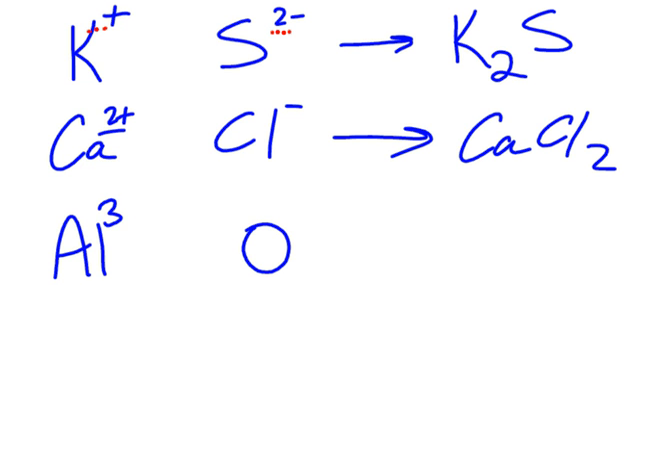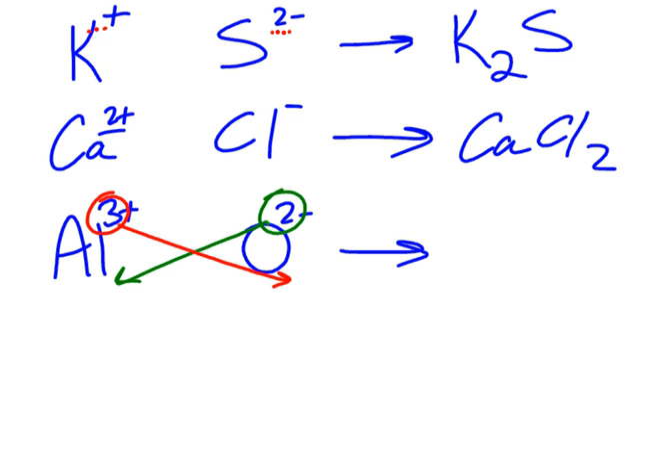Aluminum, 3 plus. Oxygen, 2 minus. Okay? Again, you can do it the long way, which is fine, or you can flip the switch, and I'm going to take this number and put it there, and I'm going to take this number and put it there. So my answer for aluminum oxide is Al2O3.